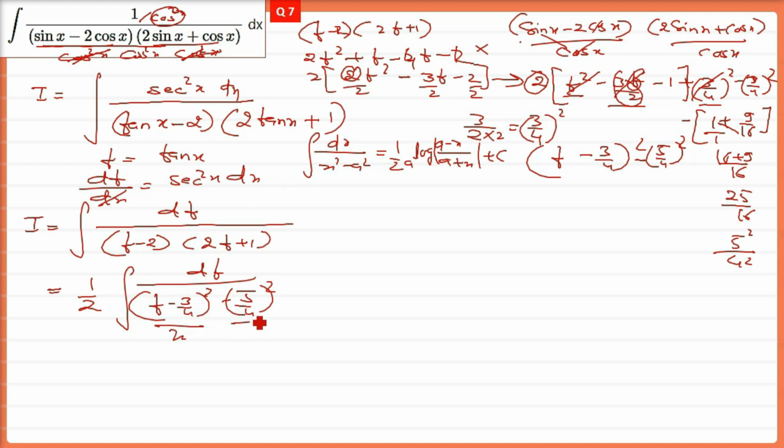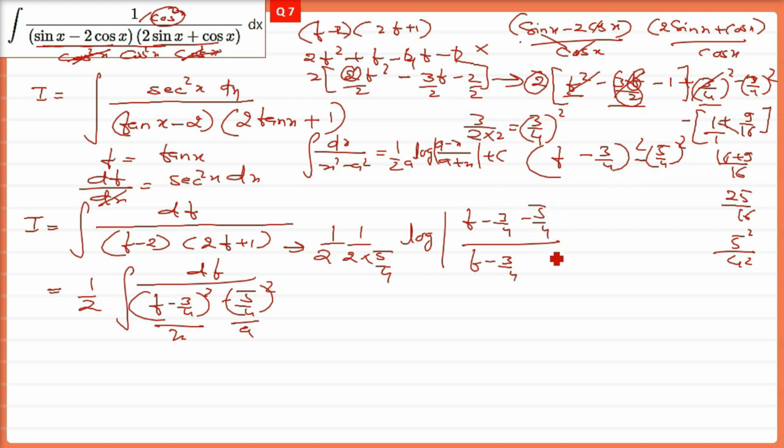What is x here? t minus 3 by 4. What is a here? 5 by 4. So we are just using the direct formula. 1 by 2 was already there. So 1 by 2a, 2 into 5 by 4, log of a minus x, that is, 5 by 4 minus (t minus 3 by 4), and in the denominator 5 by 4 plus (t minus 3 by 4). So let's add it now. And we need to simplify this as well, plus constant of integration.